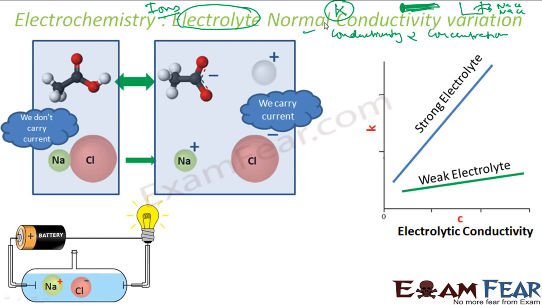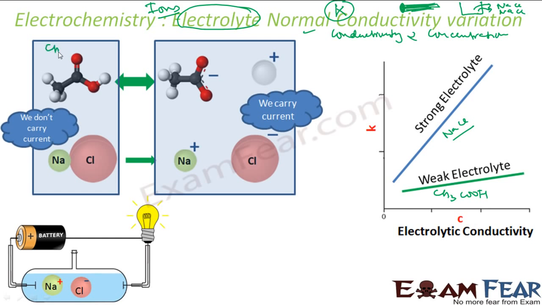But there is a catch here. If you talk about the strong electrolyte and the weak electrolyte, there is a variation. Take the strong electrolyte, for example NaCl in this case, and the weak electrolyte, for example CH3COOH. If you increase the concentration of a strong electrolyte, the conductivity increases at a higher rate. But if you increase the concentration of a weak electrolyte, the conductivity increases at a low rate. The question is why? See, this is a good picture actually.